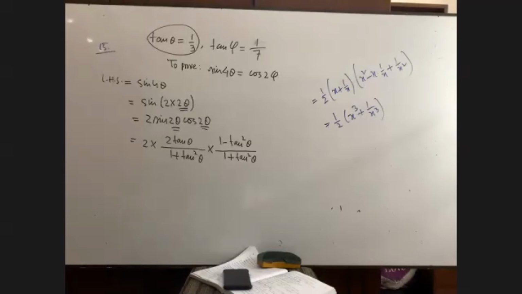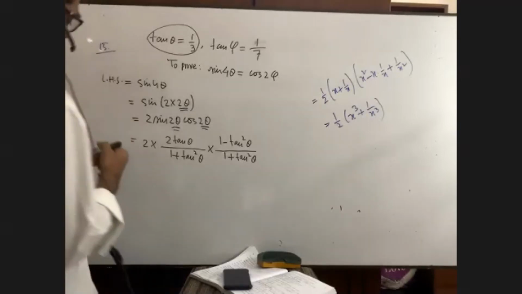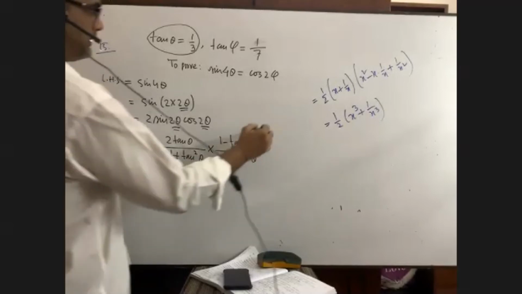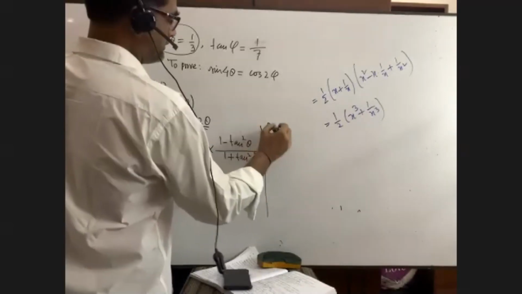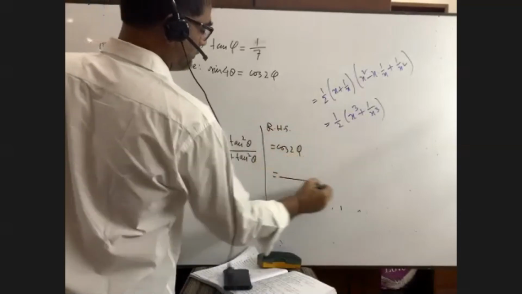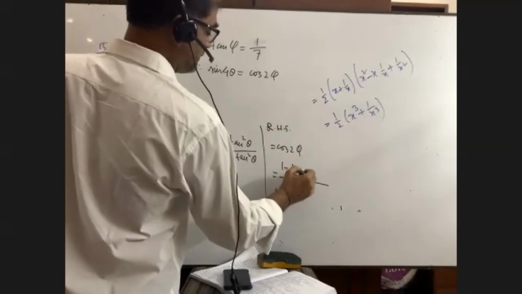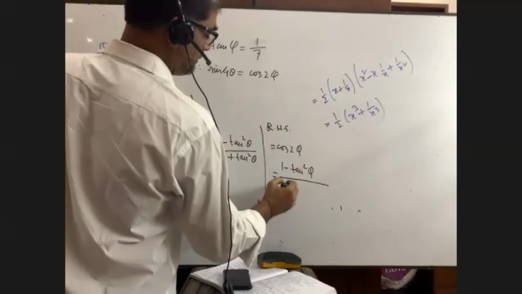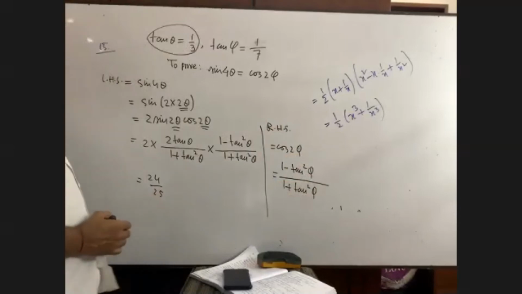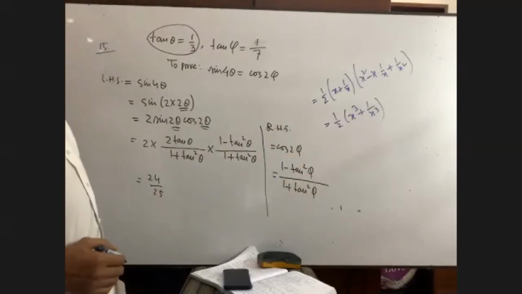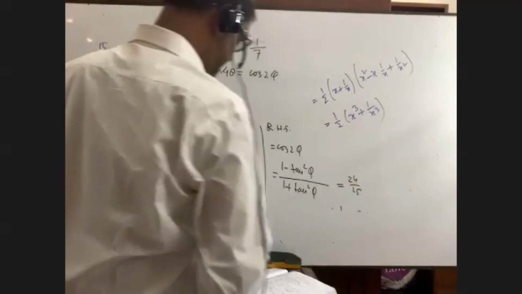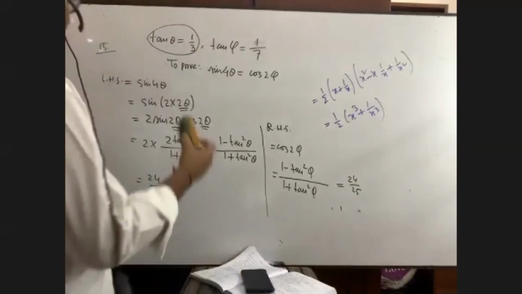Okay, it is equals to what? 24/25. Now right hand side equals to what? Cos 2 phi. That is 1 minus tan square phi over 1 plus tan square phi. You put the value of 1/7. Tan phi equals to 1/7. Then it is what? 24/25. So we have done. It depends on calculation.